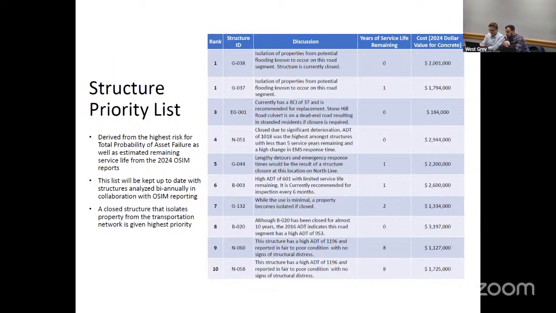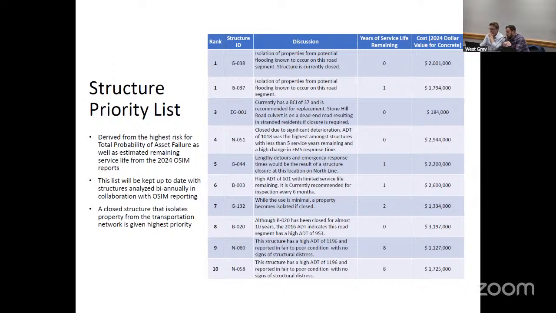What's important to note is that 38 and 37 are next on your list, and your highest priority, and they have not been addressed at this point yet. And then N50 will become your third priority structure. N51, sorry.